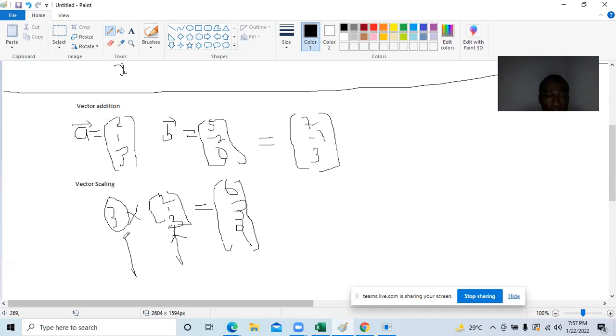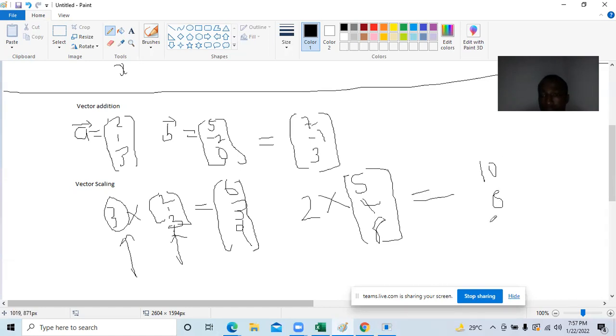This is a scalar. Another example, let's say we have 2 times vector 5, 4, 8. This is the easiest vector operation you can carry out in your life. So this is going to be 10, 8, and 16. Easy as it can get. So multiplication of a scalar quantity by a vector quantity is what you call vector scaling.